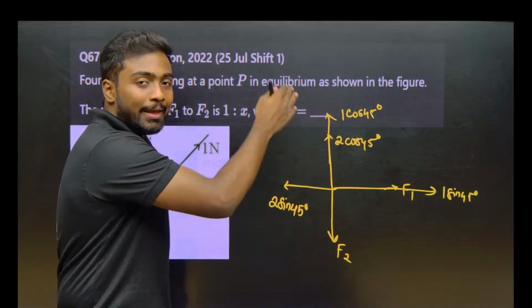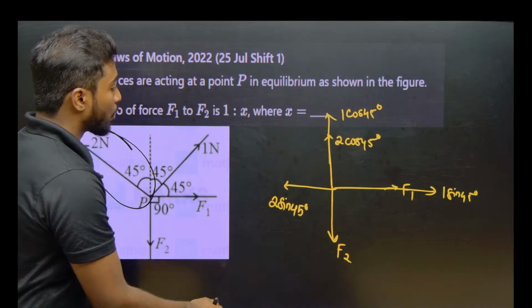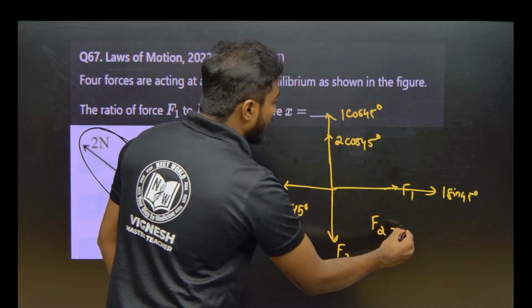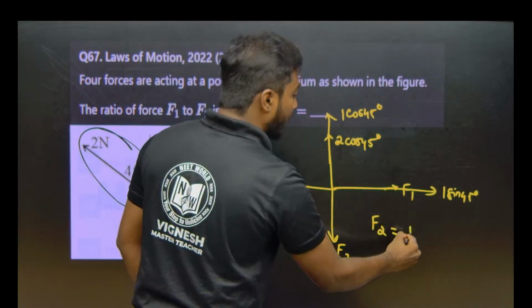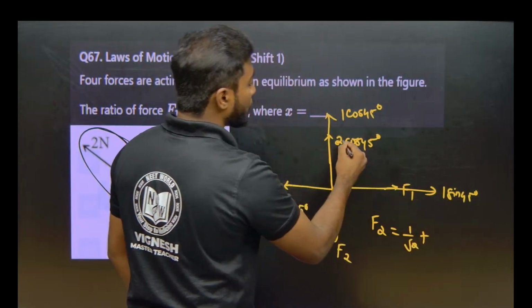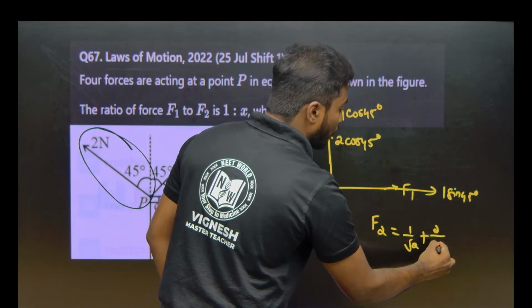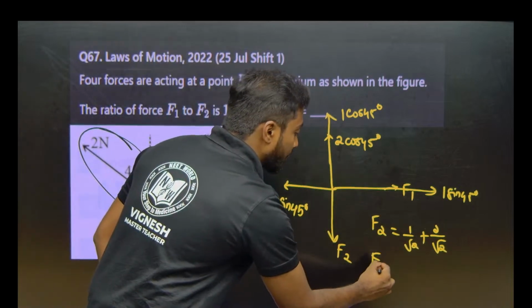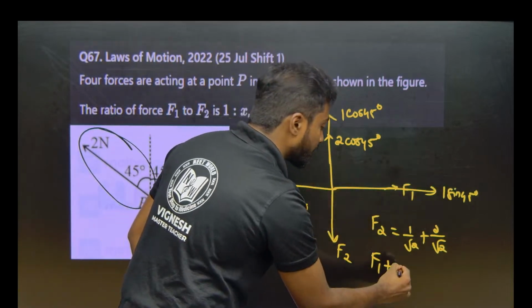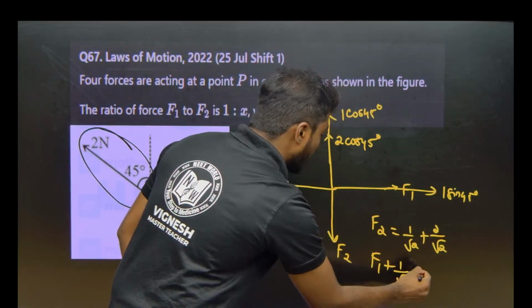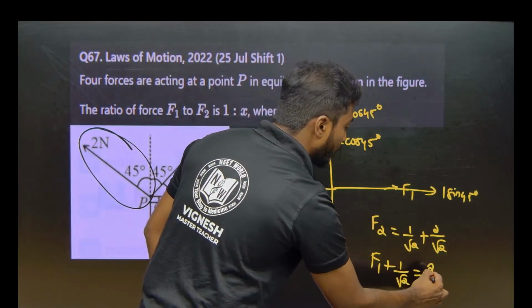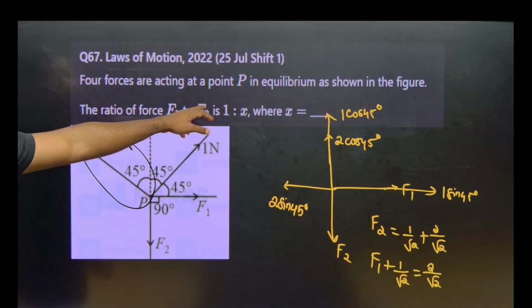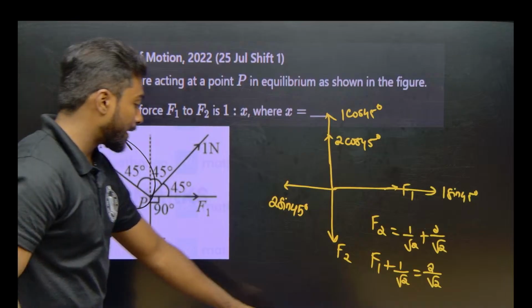So x and y I can take separately. F2 will be equal to 1 cos 45 degrees, meaning 1 by root 2, plus 2 cos 45 degrees, meaning 2 by root 2. This is my F2. What about F1? F1 plus, in the same direction, 1 by root 2 is equal to, in the opposite direction, 2 by root 2, right? And they are asking for the ratio of F1 to F2.